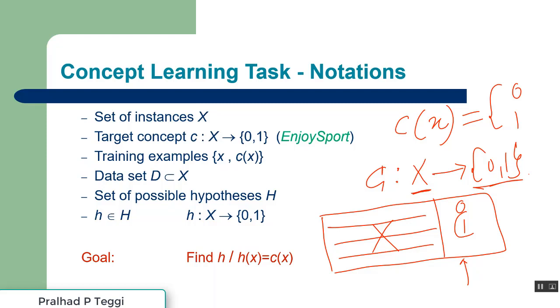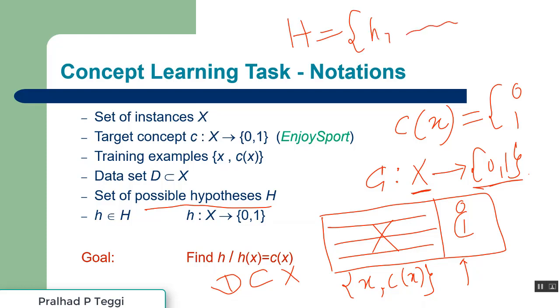Then the training examples could be a pair of two things: one is your input instance and the other is your target concept, that is C of X. Then the data set D is a subset of X. This is the complete data set, and it will be a subset of X here. Then a set of possible hypotheses H. We looked at how a hypothesis will look. The capital H involves the set of all hypotheses, so there could be some finite number of hypotheses in it.